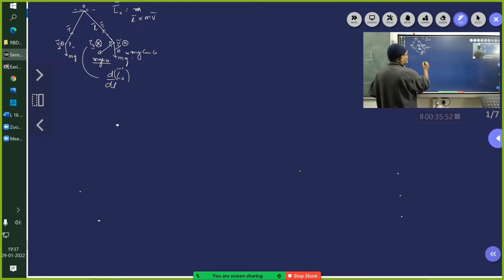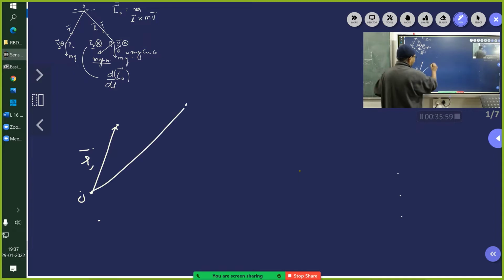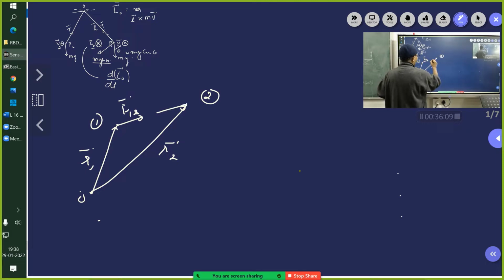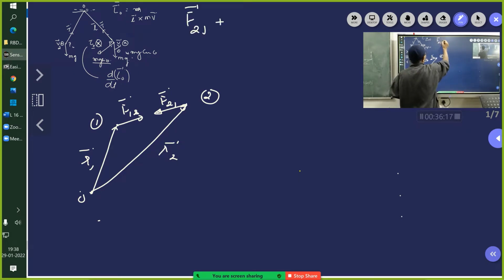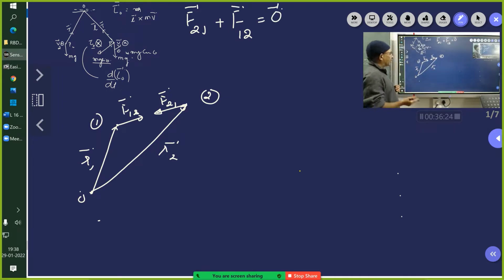So you have two points here, and you are referencing them from here: R1 bar, and this is R2, and this is 1 and this is 2. So this one is F12 bar, and this one is F21 bar. So what we have is F21 bar plus F12 bar is equal to 0. That's what we have. Now we have to get the torque. Simple. So go by the basics here.